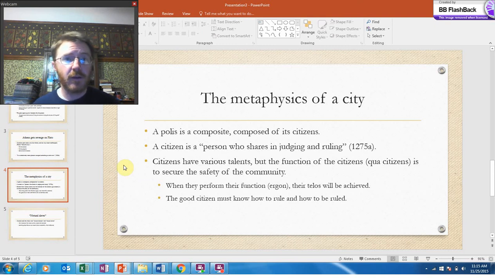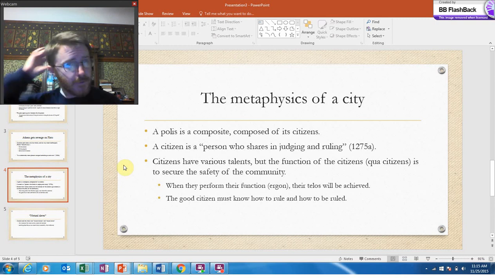So, I mean, Aristotle really thinks of a city, a polis, in just the same way that he might think of a house, and in just the same way that he might think of an animal, of any composite, anything made up of other things that nevertheless has a nature, has an essence, and has a purpose. And the purpose of the city is the good of the citizens in terms of the safety and prosperity of the community.